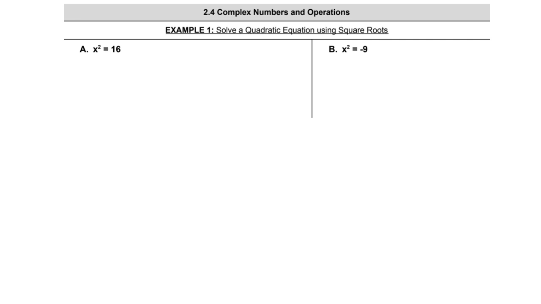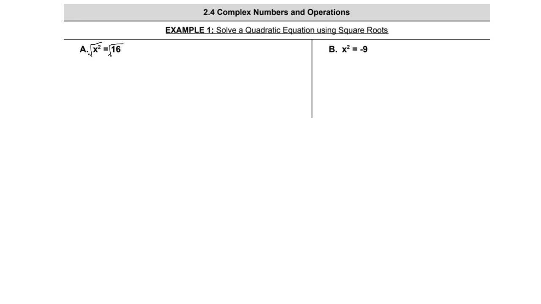Right off the bat, example one: solve a quadratic equation using square roots. We're just going to solve by square rooting both sides. If we look at the first one, x squared equals 16, we can solve for x. We can notice that 16 is a perfect square, so we can square root both sides and it will give us two solutions.